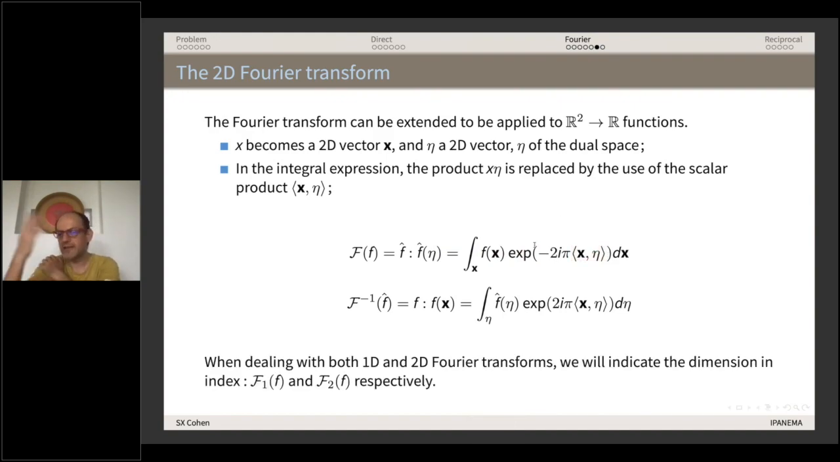Obviously, I could do that in any number of dimensions I want, but in this case, I'm only interested in 1D and 2D. So basically, we saw that the Fourier transform can be applied to a 1D or 2D function, or even a higher dimension function. There are some places where I will be dealing at the same time with the Fourier transform in 1D and 2D. And in this case, just to be absolutely clear, I will put the number of dimensions in the index of the Fourier transform.